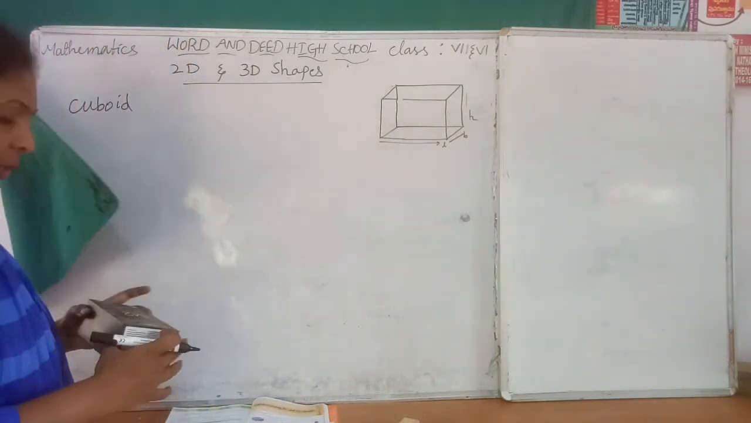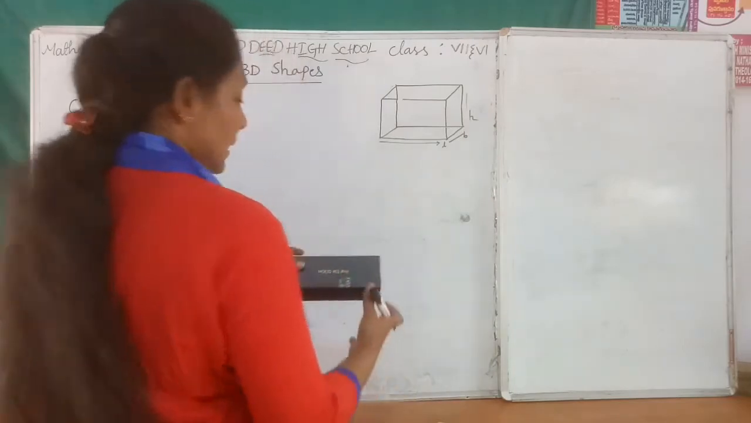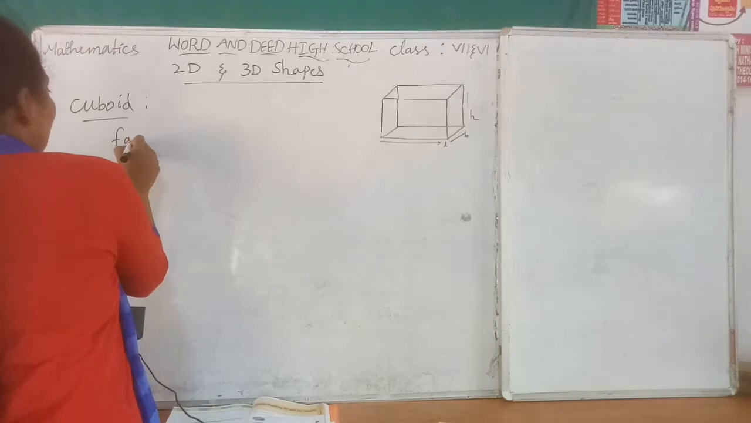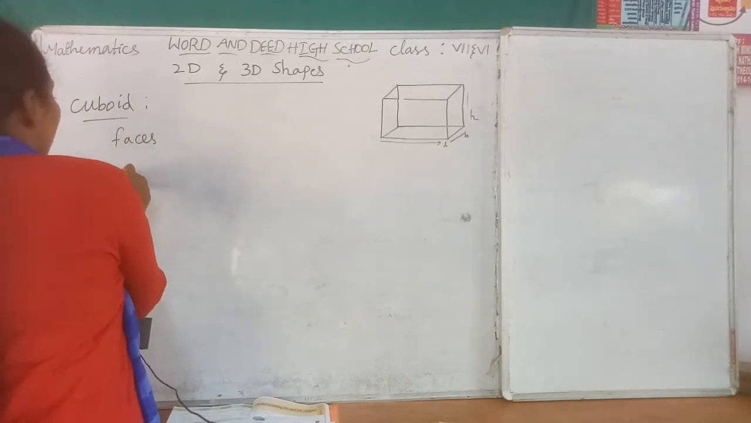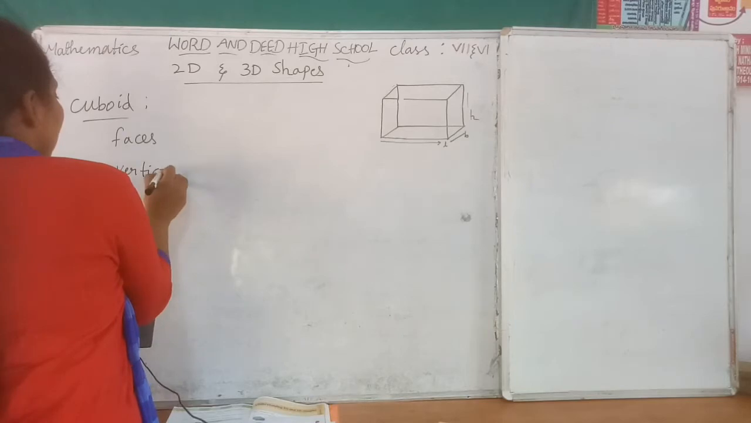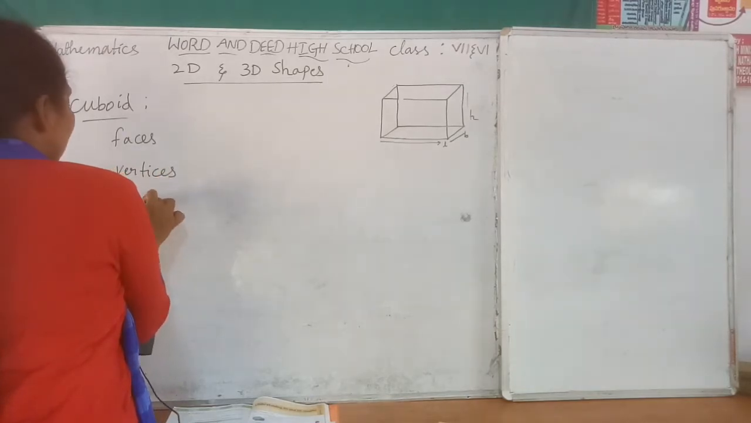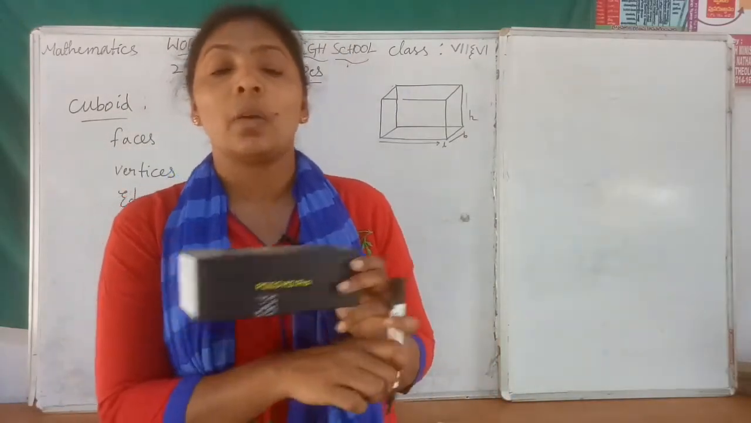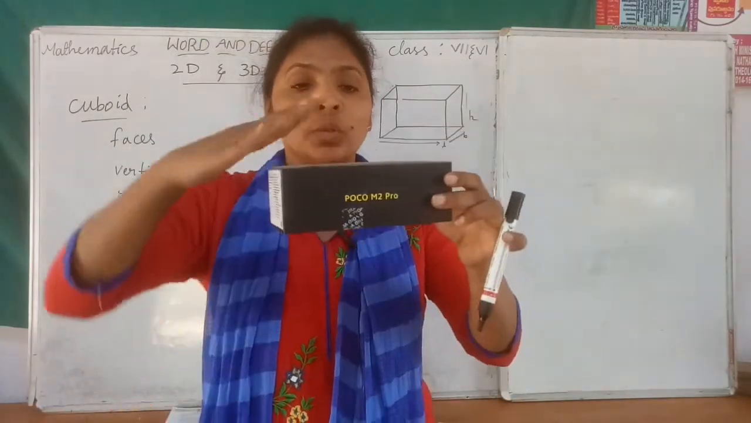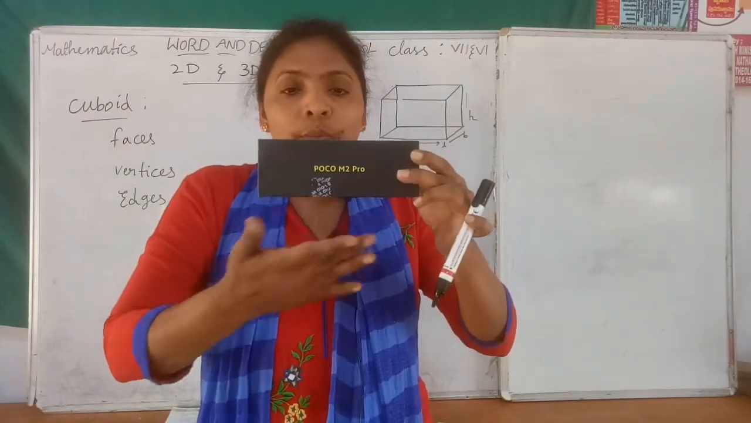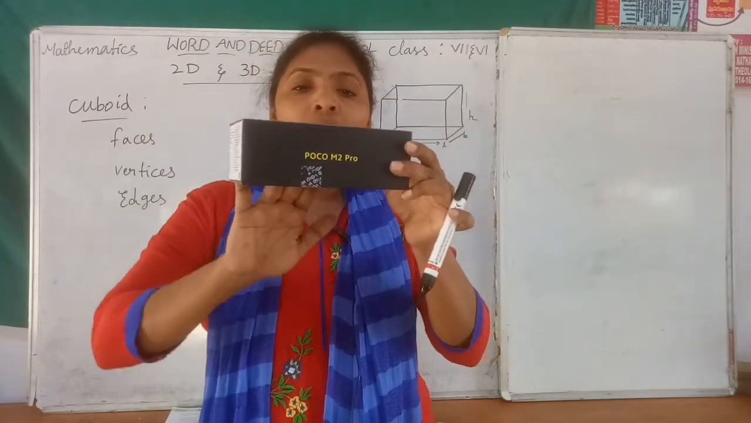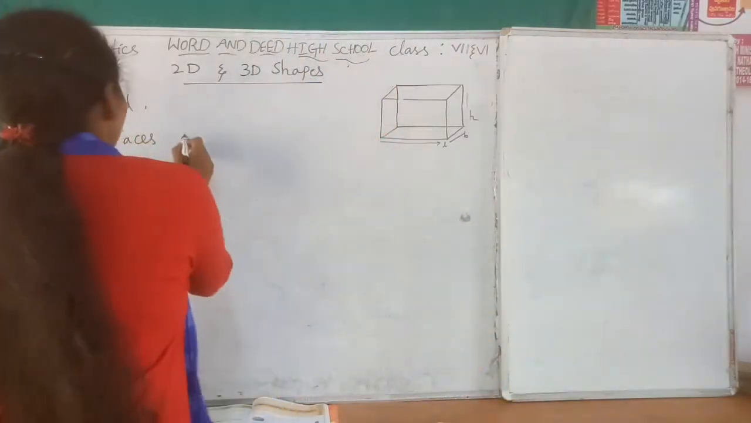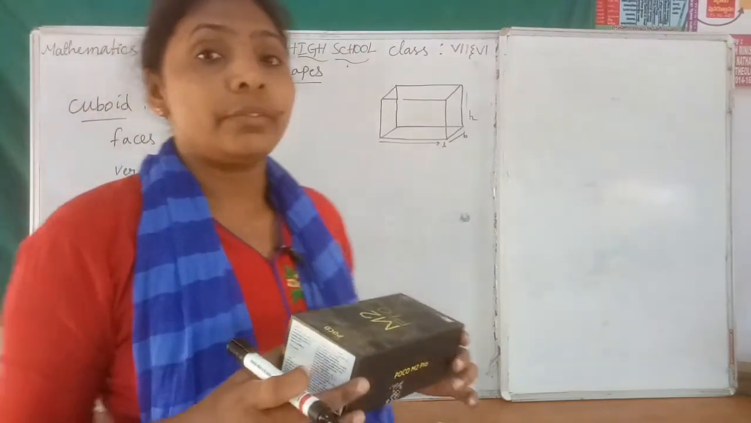Next, children, suppose. See how many faces we have, and vertices, and edges. Faces, vertices, edges. So how many faces do we have in the cuboid picture? See children, we can count 1, 2, 3, 4, 5, 6. How many faces do we have? 6 faces.